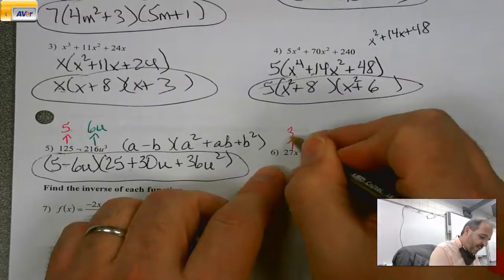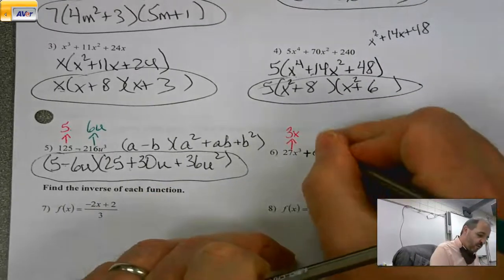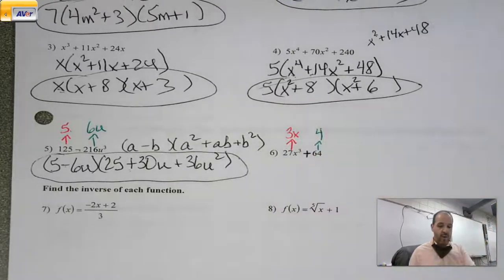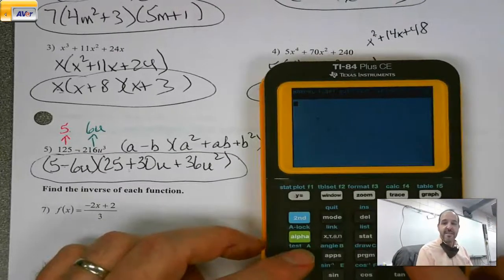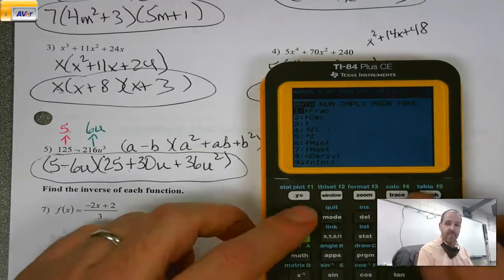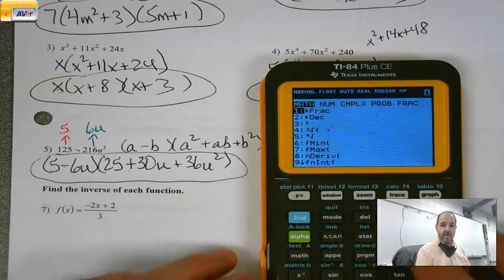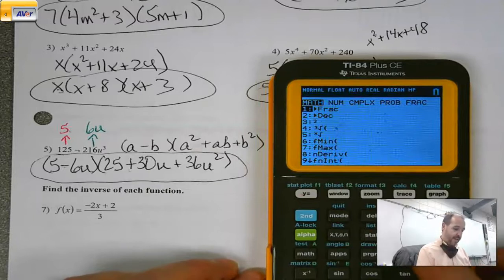What do I cube to get the first term? What do I cube to get the second? You're like, what if I don't know my cubes? First of all, come on. Second of all, if you need to pull them up in the calculator, let me brighten this up a little. Do you see what I see?